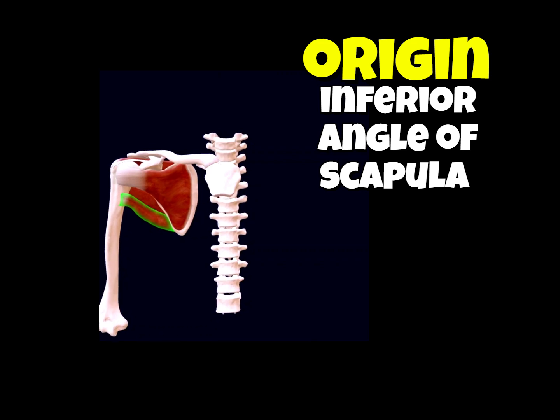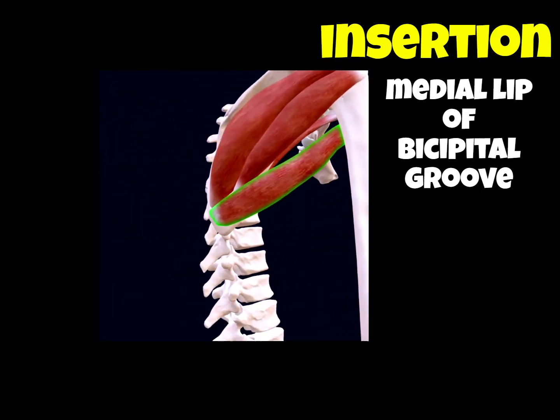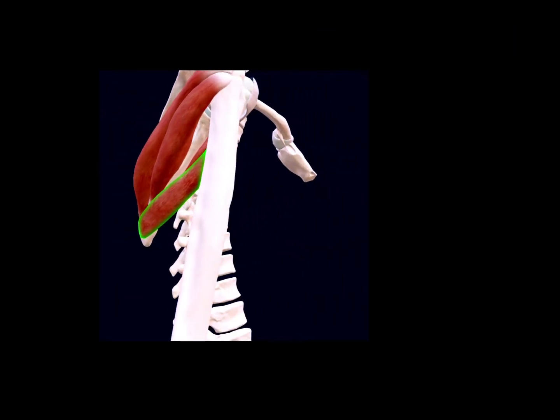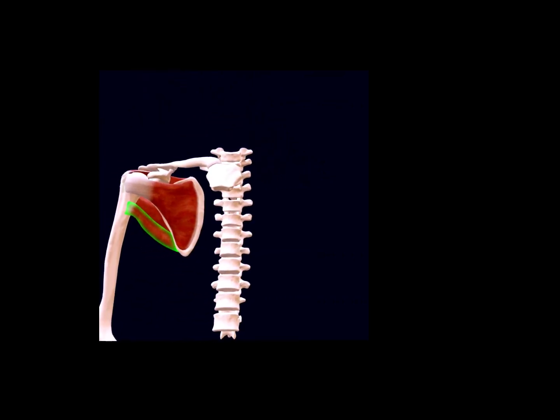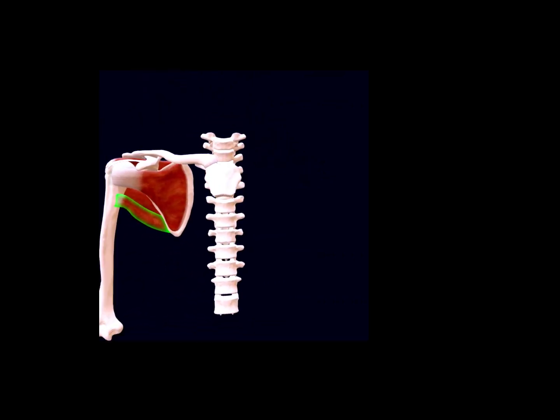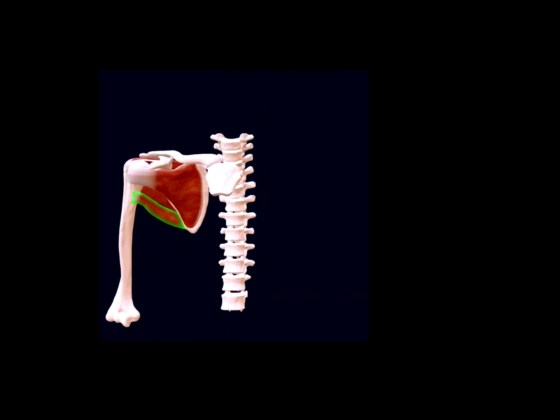Teres major originates from the inferior angle of the scapula, inserts onto the medial lip of the bicipital groove with a nerve supply of the lower subscapular nerve, and assists with adduction and medial rotation of the arm. So it helps subscapularis in medial rotation.